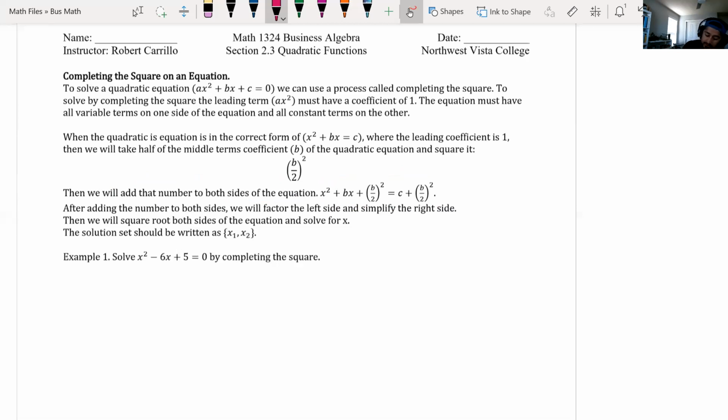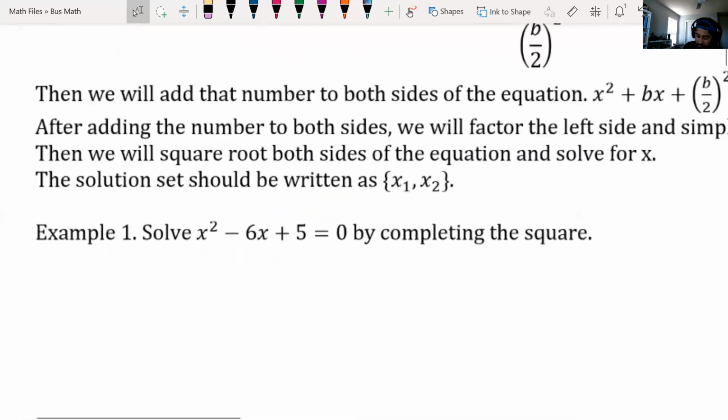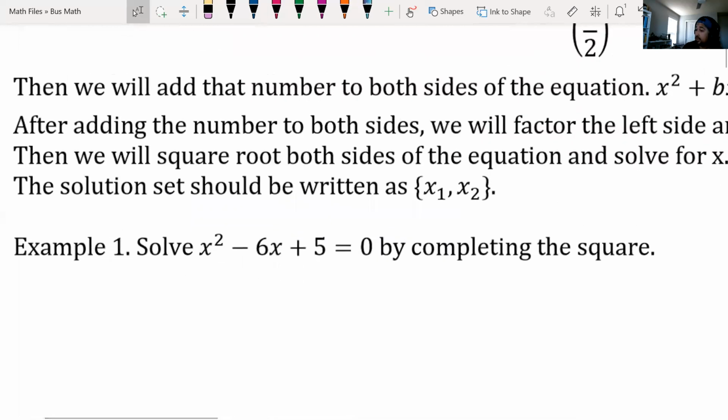Okay, so for now, let's just look for the perfect form. And if we have it, we can complete the square. So let's start with example 1. Here it says solve x squared minus 6x plus 5 equal to 0. Solve this by completing the square.